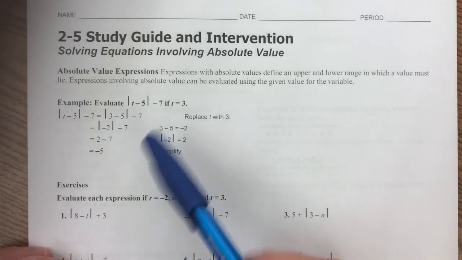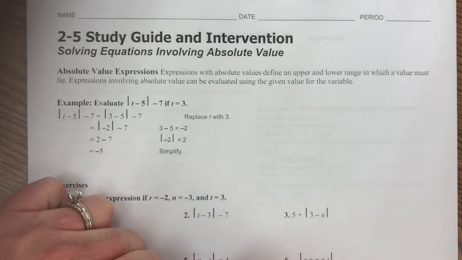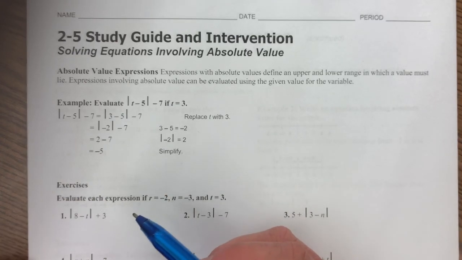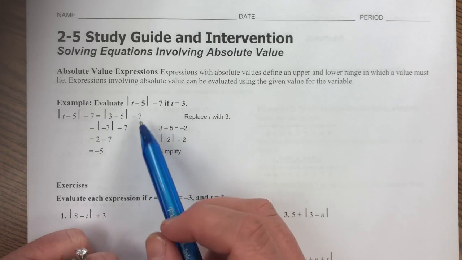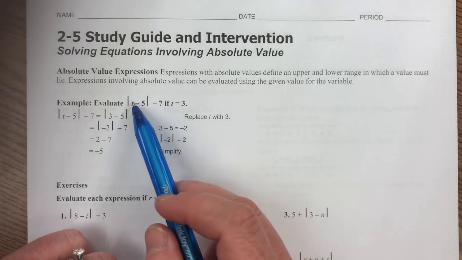Lesson 2.5, solving equations involving absolute value. Some people get super tripped up on the idea of absolute value, but it really is simple. Don't let yourself overcomplicate it. Absolute value just takes the value of whatever's inside the bars and makes it positive.